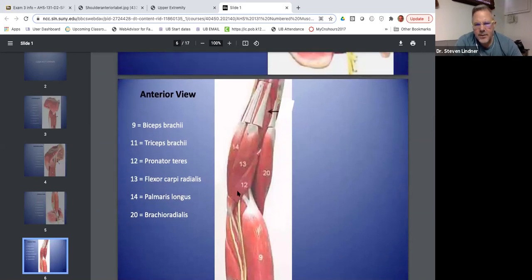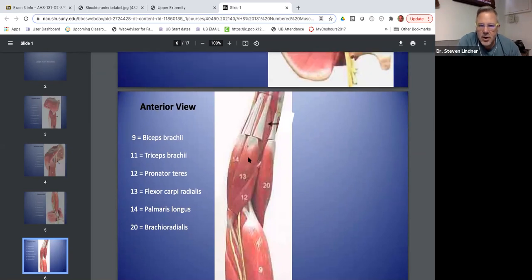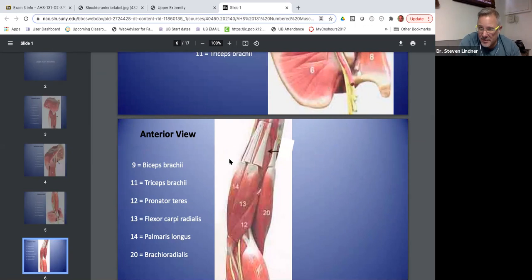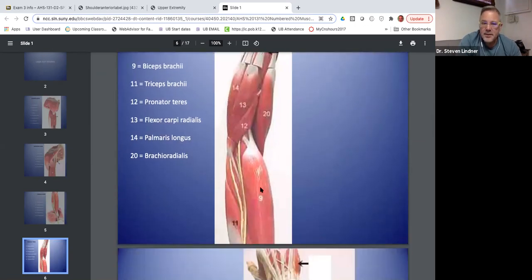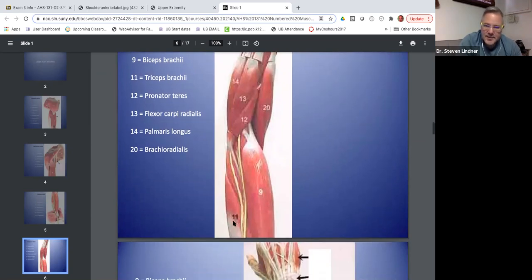Here's the anterior forearm. So let's look at 12, 13, and 14. That's where I said if you put your thenar pad over your forearm and you put those 4 fingers displayed, well, here's the Pronator Teres, here's the Flexor Carpi Radialis, and here's the Palmaris Longus. We can't quite see the Flexor Carpi Ulnaris because it's more medial. Here is your Biceps Brachii, and then antagonistically, Triceps Brachii.